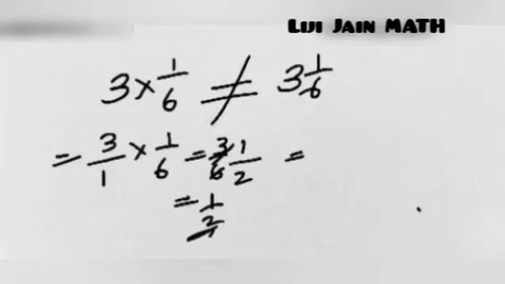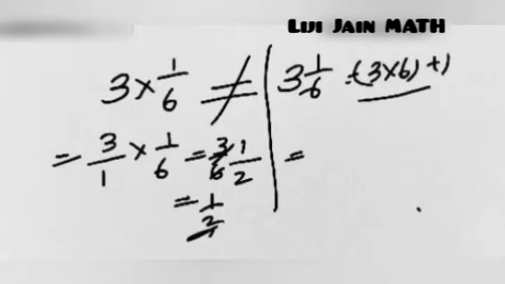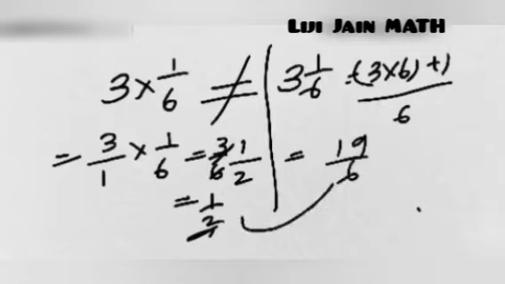Whereas 3 1 by 6 is what? Yes, a mixed number. Whole number 3 into denominator 6 plus numerator 1, whole divided by denominator 6. 3 6s are 18. 18 plus 1, 19. 19 by 6. Are these two equal? Not at all. They are entirely different. That means 3 into 1 by 6 and 3 1 by 6 are entirely different.